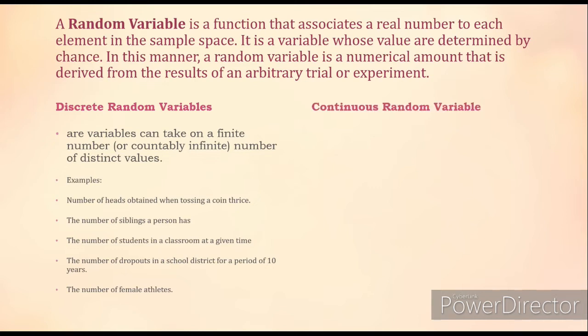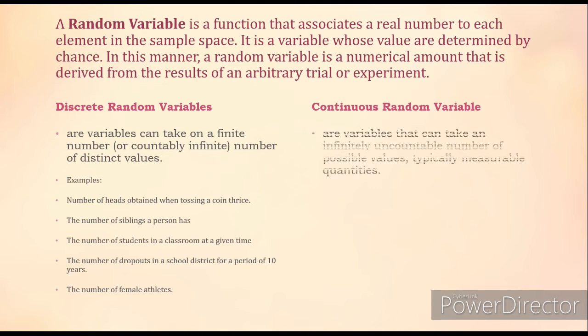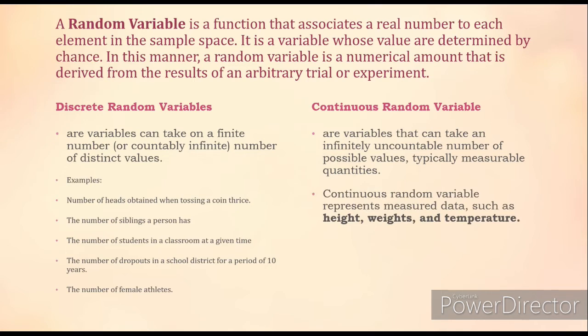Second type of random variable is the continuous random variable. A variable that can take an infinitely uncountable number of possible values, typically measurable quantities. So, continuous random variable represents measured data such as height, weights, and temperature.